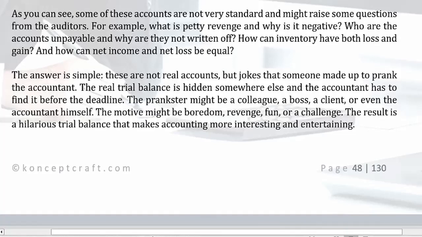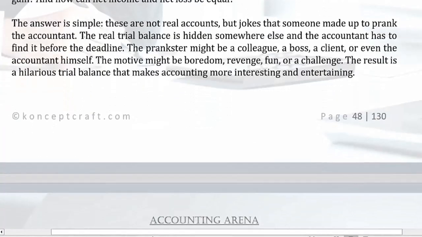The answer is simple. These are not real accounts, but jokes that someone made up to prank the accountant. The real trial balance is hidden somewhere else, and the accountant has to find it before the deadline. The prankster might be a colleague, a boss, a client, or even the accountant himself. The motive might be boredom, revenge, fun, or a challenge. The result is a hilarious trial balance that makes accounting more interesting and entertaining.